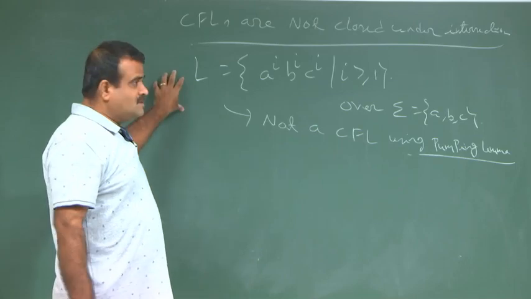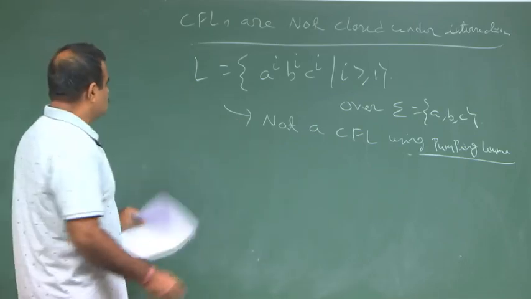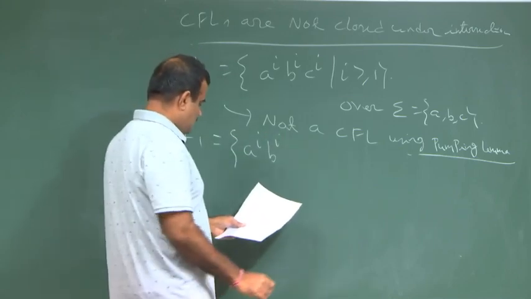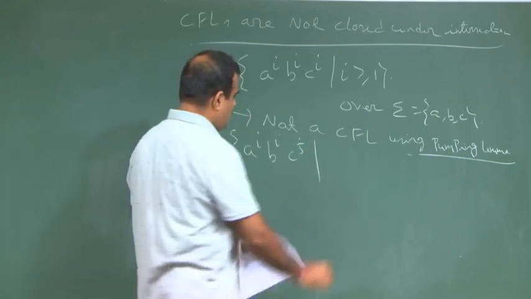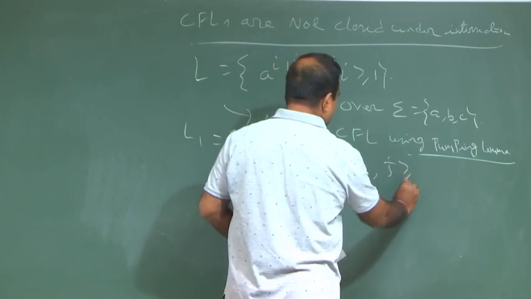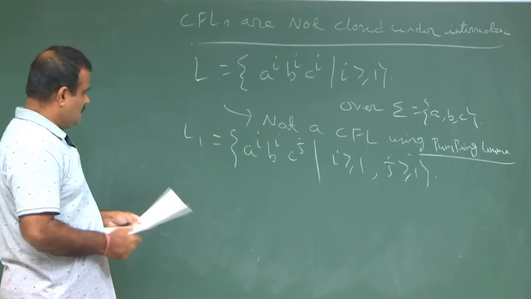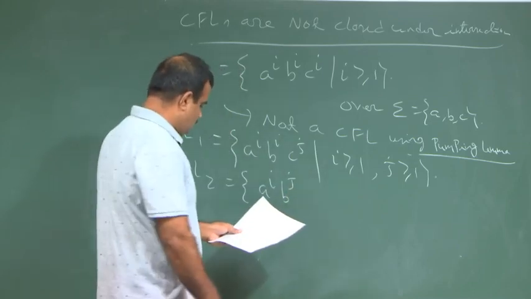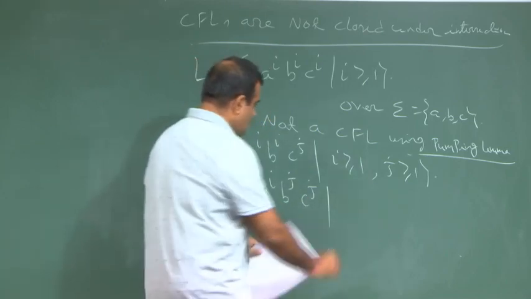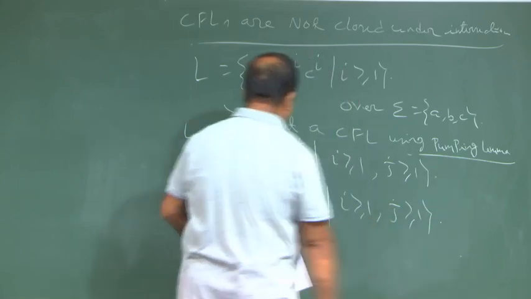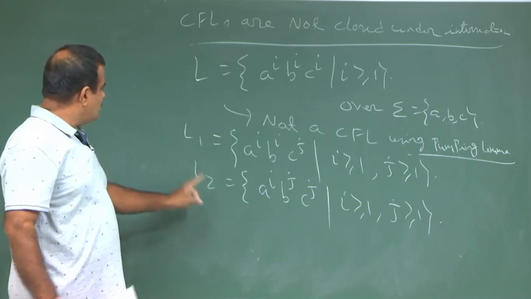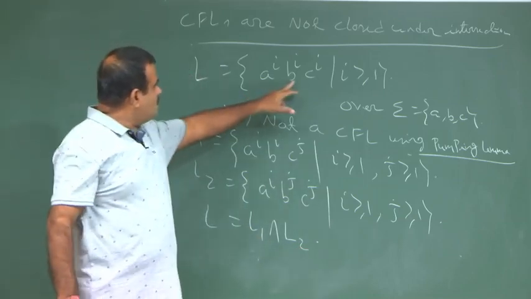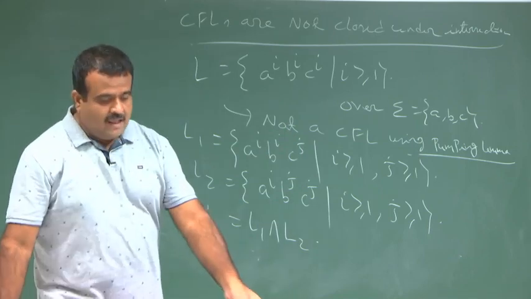Now we have to see that this language is the intersection of two CFLs. How to see that? We take two languages. L1 is a to the power i, b to the power i and c to the power j, where i is greater than 1 and j is greater than 1. And the other language L2 is a to the power i, b to the power j and c to the power j, where both i and j are greater than 1. Now, we can check that L is nothing but L1 intersection L2. Okay. Then we have this.